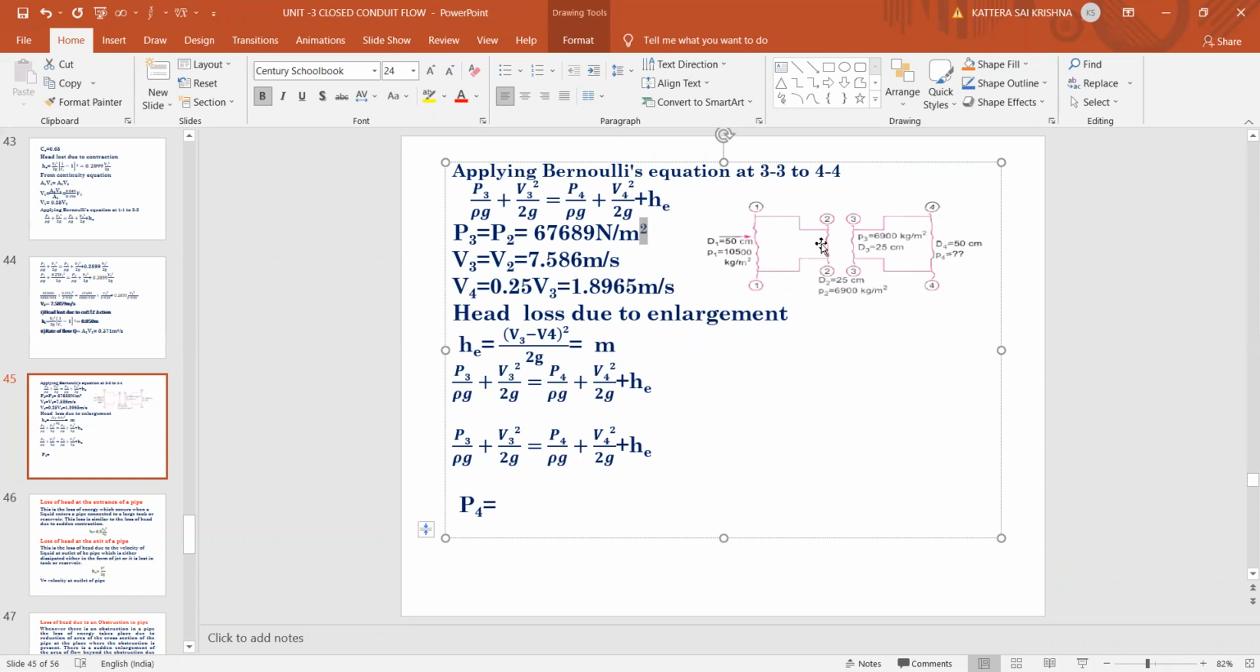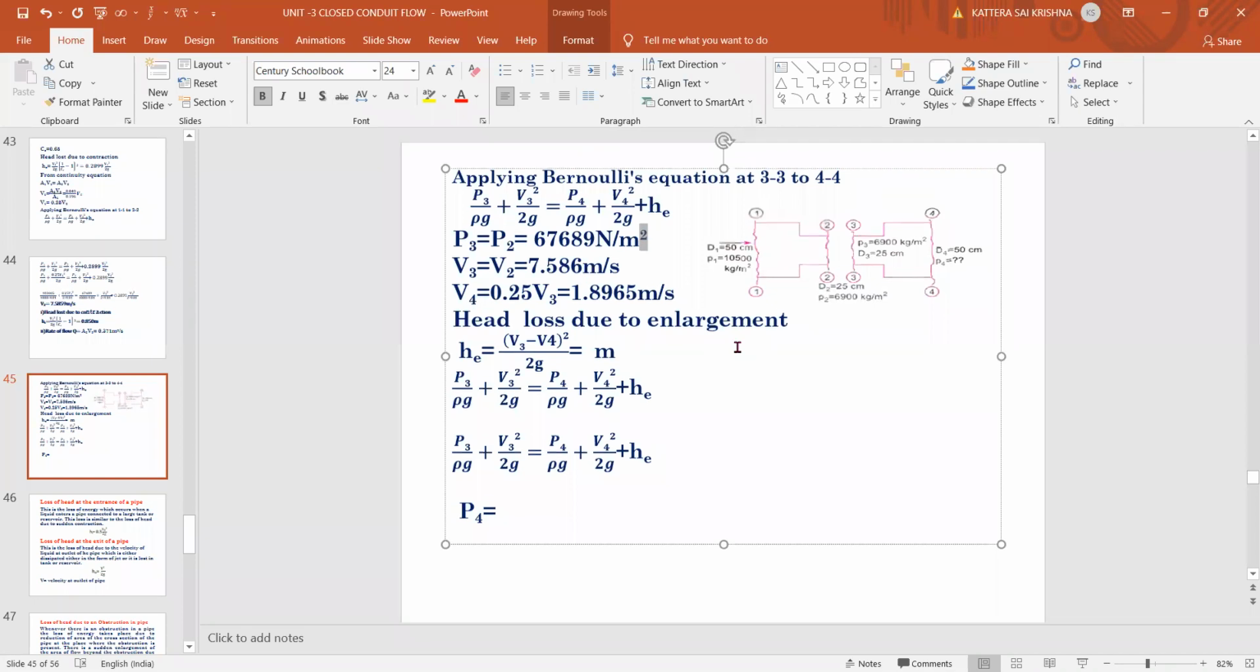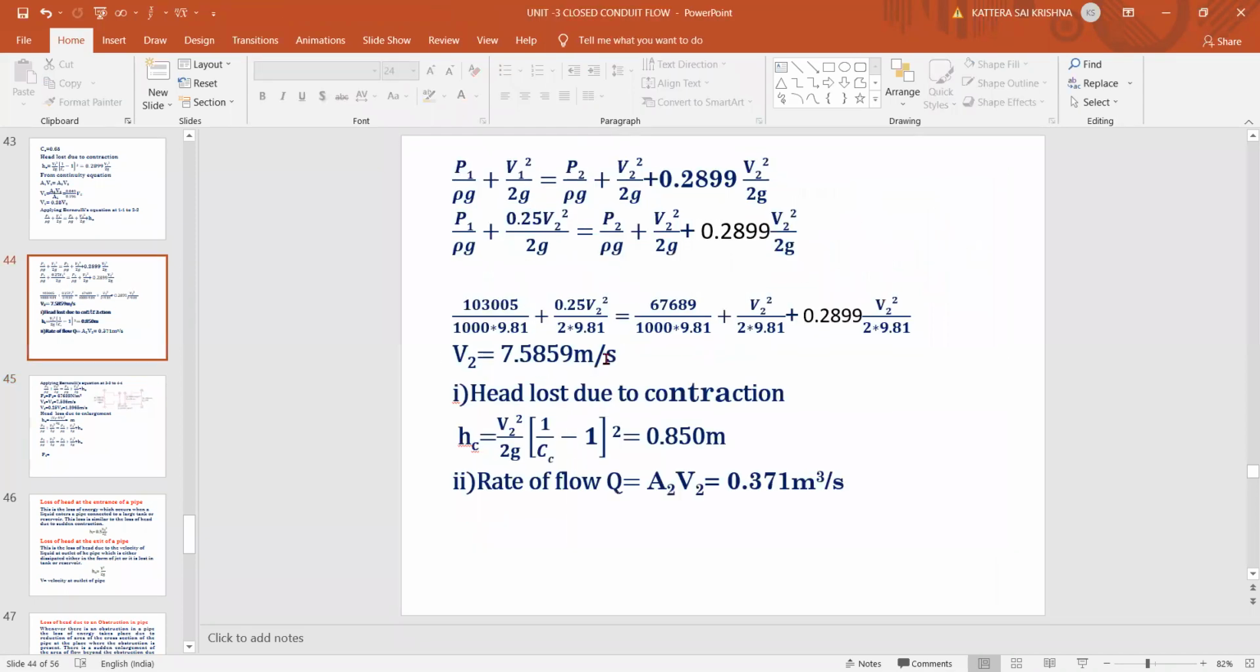Next, if you see, sections 2 and 3 are actually a common pipe. So V3 will be equal to V2. V2 we have already calculated, so V3 is there with us. That is 7.586 meter per second. So now, if you do the same thing like this.